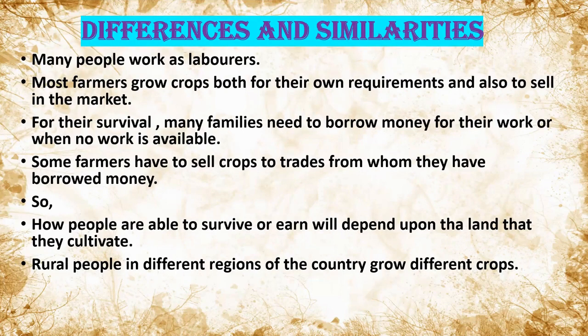First, how people are able to survive or earn depends upon the land which they cultivate. Second, in different regions of the country, people grow different crops. And the third most important, wherever they are in the country, the life situations and the problems they face are very similar. So their lifestyle will be difficult, but their living conditions are very similar.